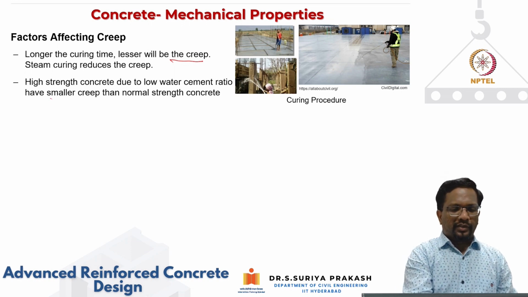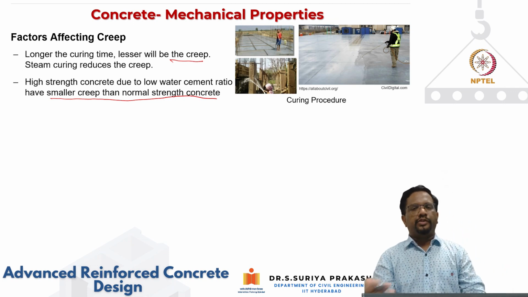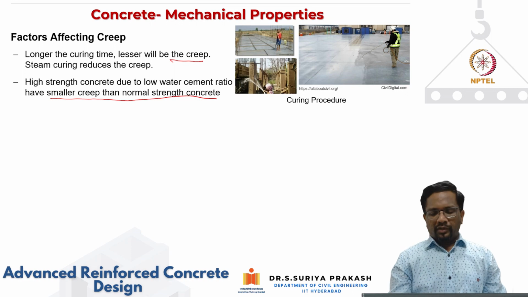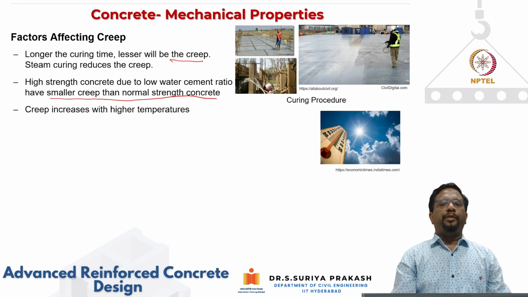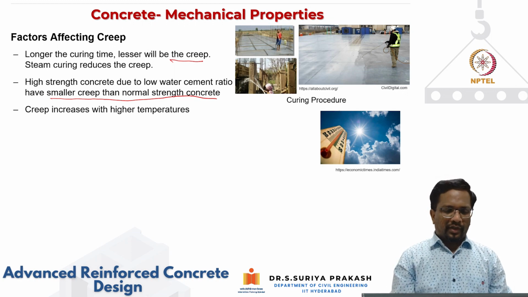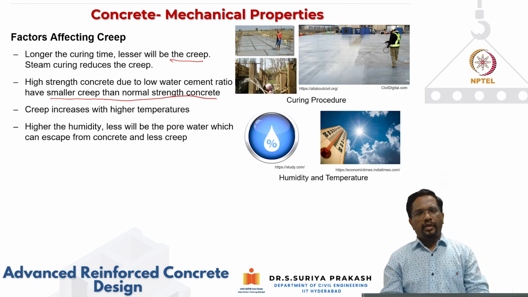So usually high strength concrete is expected to have smaller creep than the normal strength concrete because we are making an assumption that I'm going to get high strength concrete by using lower water cement ratio. Again, creep also increases with increase in temperature that we need to take into account. And again, higher the humidity.